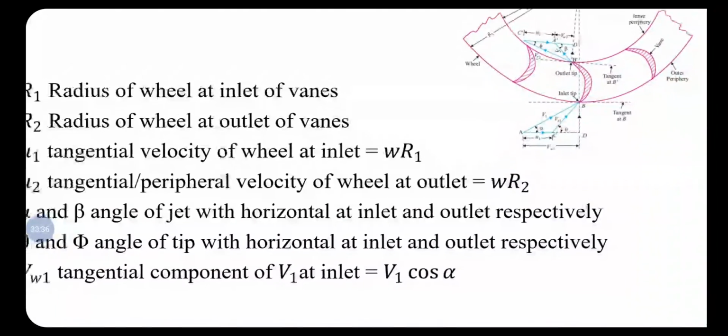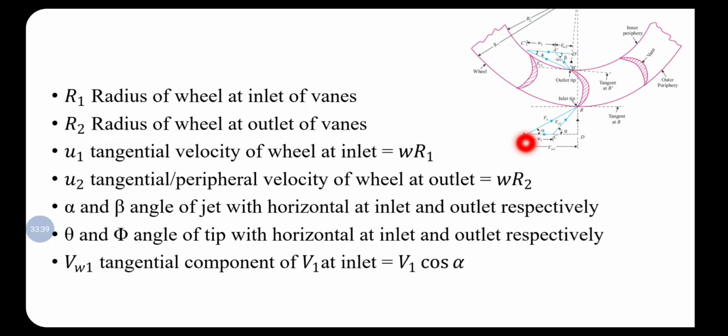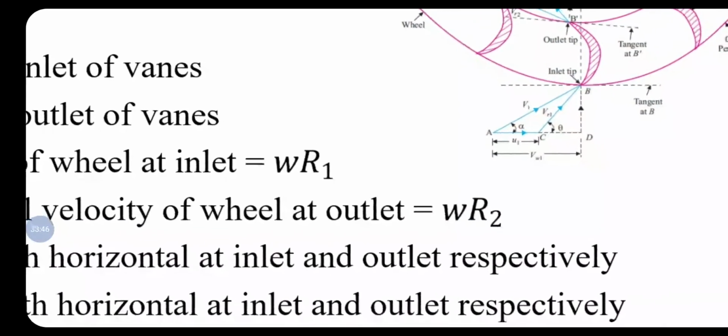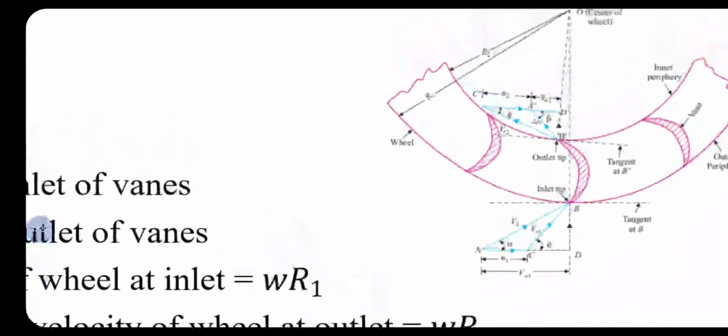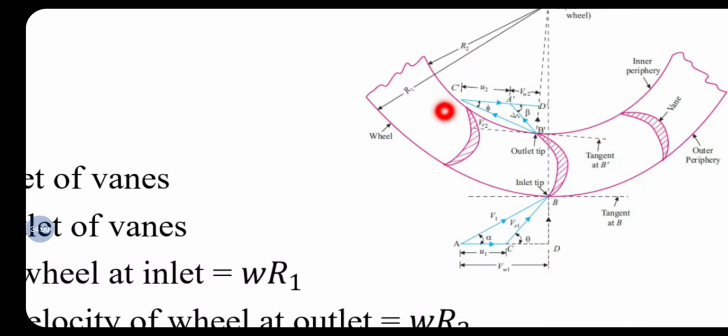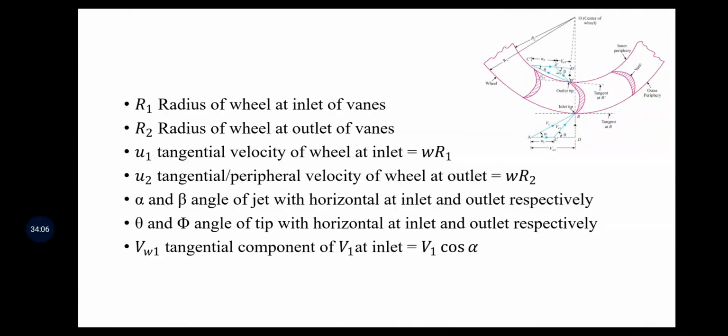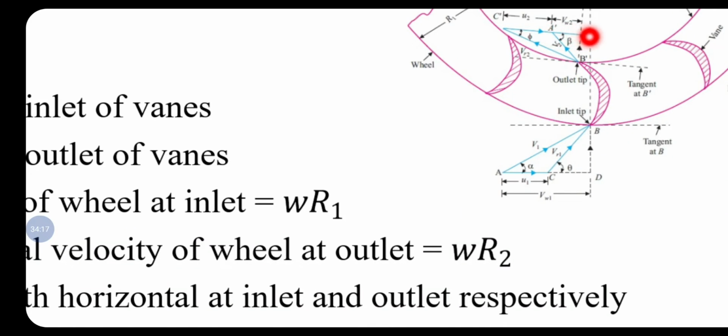Then again, VW1 will be the component of the tangential velocity at the inlet tip, as we have explained in a previous slide. If you take the component of V1 along the x-axis, that will be AD and that will be V1 cos alpha. That is, VW1 is equal to AD is equal to V1 cos alpha. Similarly, VR2 will involve cos phi. So VW2 will be the component of V2 along the x-axis, that is AD, and that AD will be V2 cos beta.